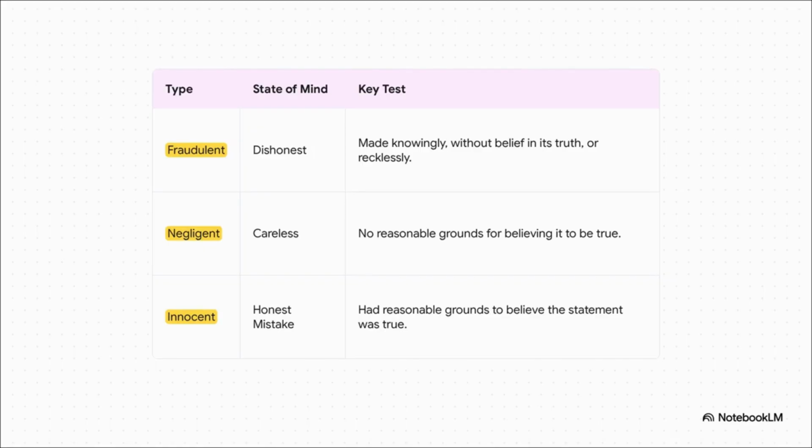This is for careless statements. And here's a crucial point for your exam. The burden of proof flips. Once the claimant shows the statement was false, it's on the person who said it to prove they had good reason to believe it was true. This makes it a really powerful claim.